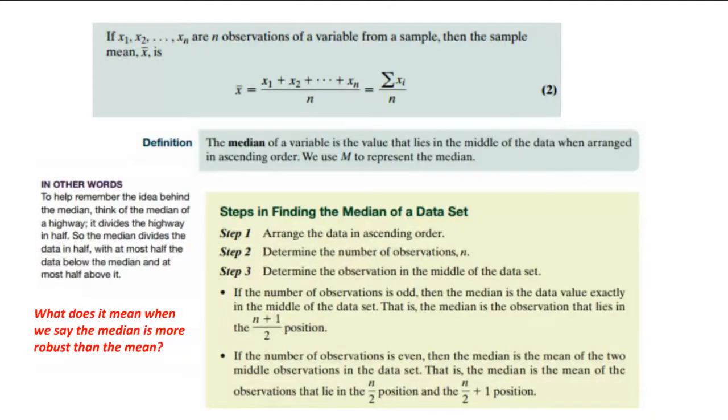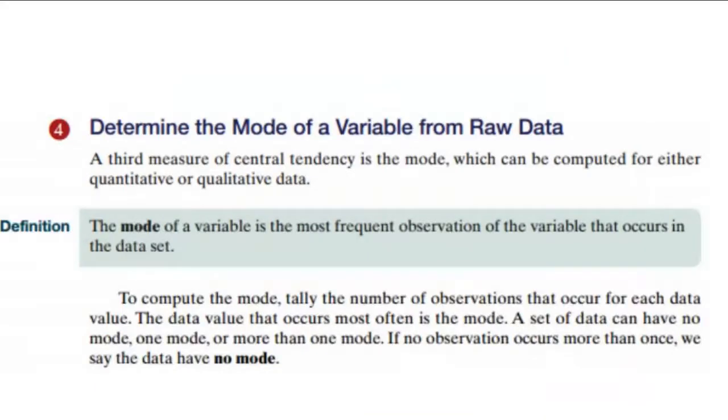Okay, so we finished talking about that. This is determine the mode of a variable from raw data, and this is just the definition of raw data. It's the most frequent observation that occurs in the data set. To compute the mode, you tally. Linda sorted things, and she went through and asked, how many times do things occur? The data point that occurs most often is the mode. A set of data can have no mode. Let's suppose nothing was repeated; you would say there is no mode. You could have one mode, meaning there's one car that's out there more than any others. Or it could have more than one mode, as in Linda's example. And if no observation occurs more than once, we say the data has no mode.